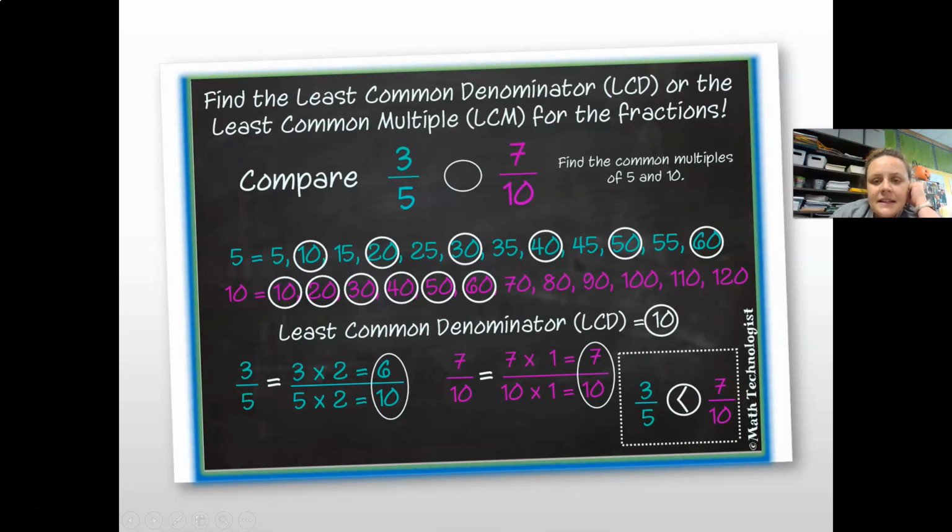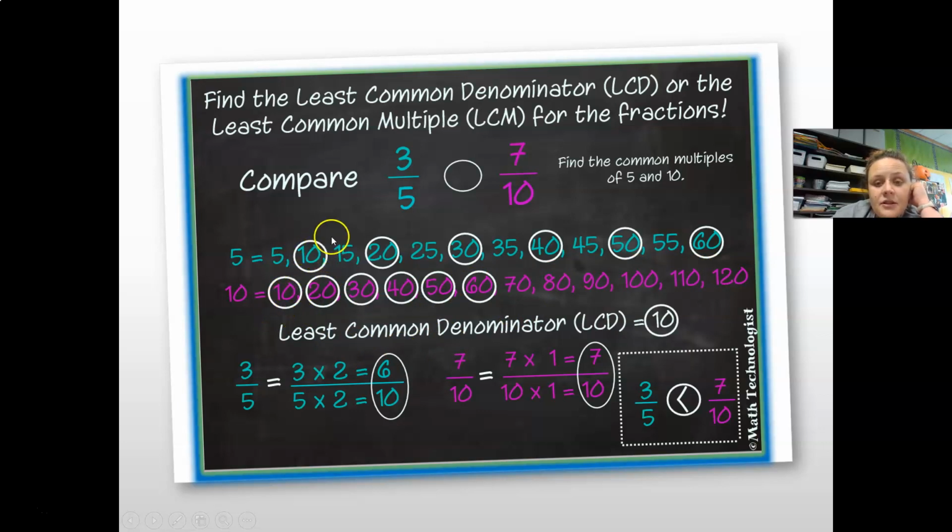Okay, this gets a little confusing, but I'm still going to introduce it. One way we can compare is by finding the least common denominator, or the least common multiple, for the fractions. So if we find all the multiples of 5 and 10, since we have a 5 in the denominator and a 10 here, and the multiples are the answers you get when you multiply that number by any number. Here's all the multiples of 5. Here's all the multiples of 10. We're looking for the smallest one that they both have. So they both have 10.